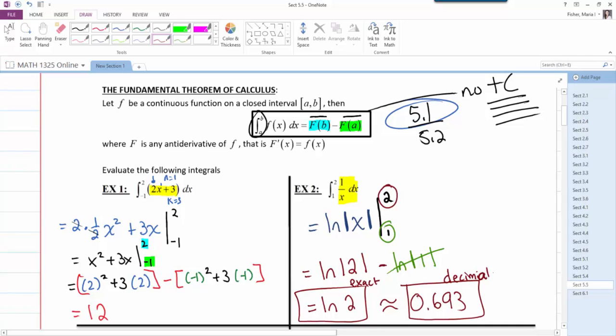So if they're asking you to do an exact answer, make sure you give the exact. If they want the decimal answer, make sure you round to whatever place they say. Okay, let's look at example 3.